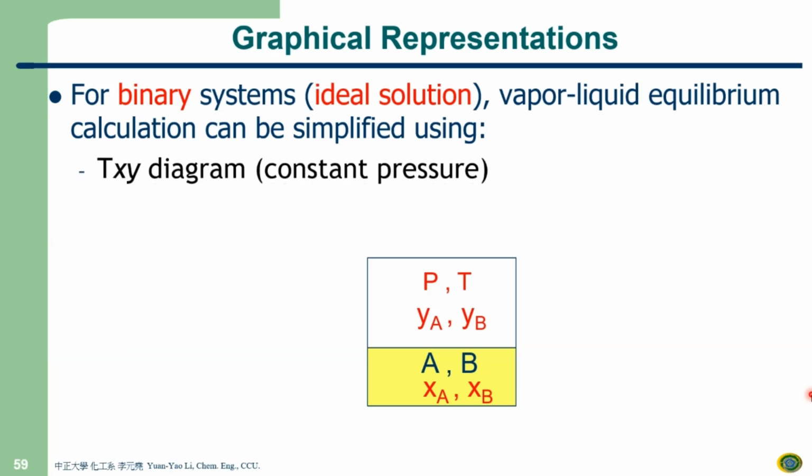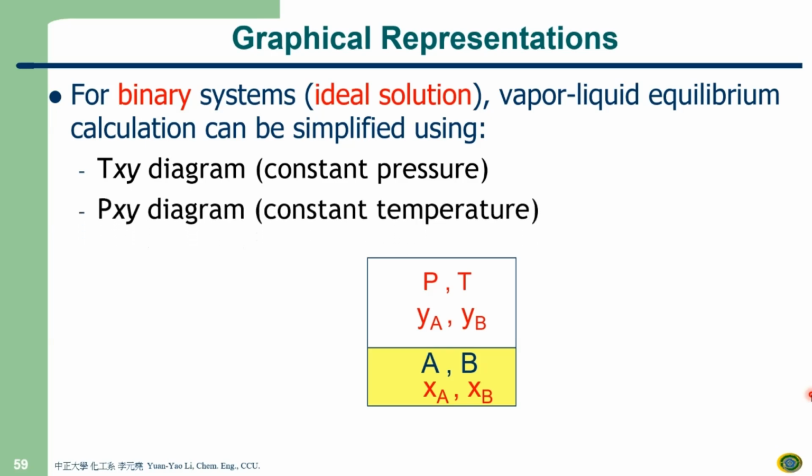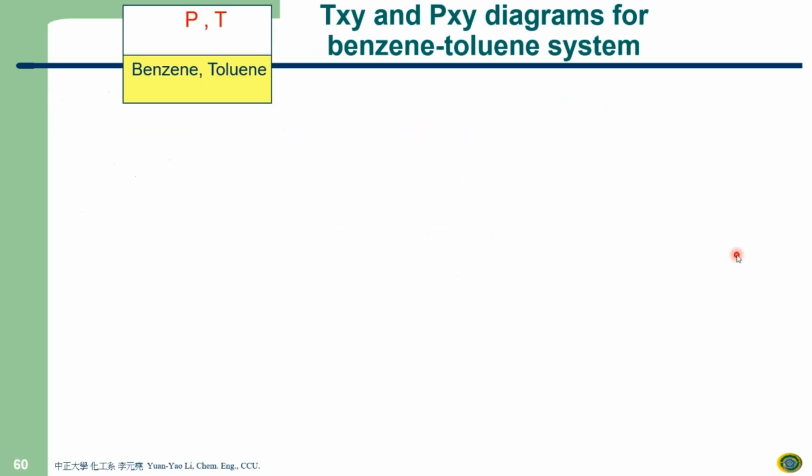Right. So you use a diagram. If you want to do the dew point, that means you keep the pressure constant. If you're doing the dew point pressure, you make the temperature constant. So you have the TXY diagram, which is at constant pressure, and the PXY diagram, which is at a constant temperature. Okay, so how are we going to do that?